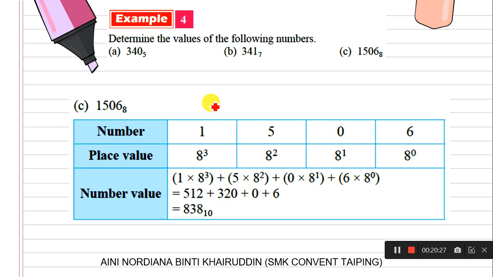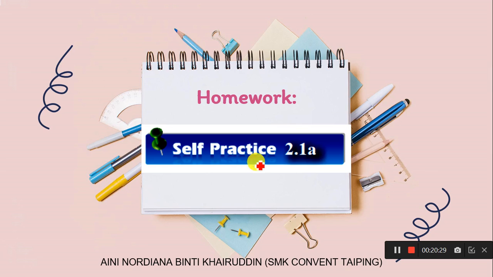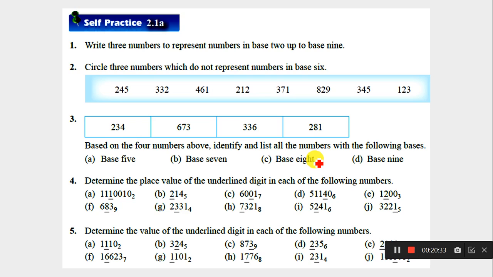So I really hope you understand. So this is your homework, self-practice 2.1a. So have a look at the question. For example, question number 1. Write 3 numbers to represent number in base 2 up to base 9. 3 numbers. Okay, so you can choose 3 numbers to represent number in base 2 up to base 9.